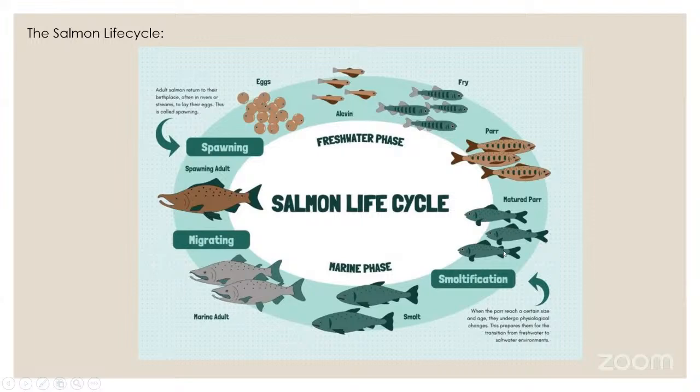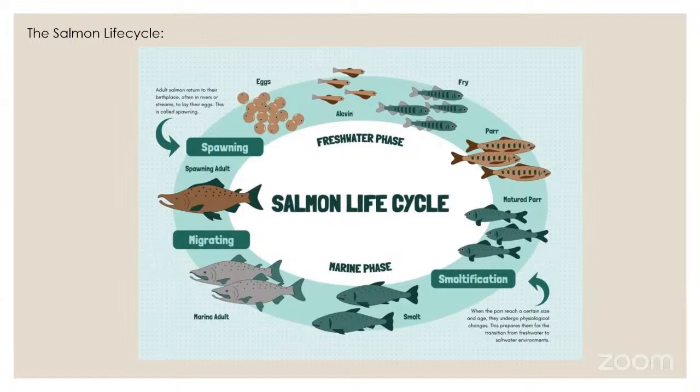And then coming to smoltification. You have to explain the definition of smoltification. What is smoltification, and what is the purpose of smoltification? Because they are moving from freshwater to the marine phase, their body needs to undergo many physiological changes. So they are preparing their body to live in salt water. This preparation phase is called smoltification. And then from smoltification, their life cycle starts in the marine phase, in marine water.